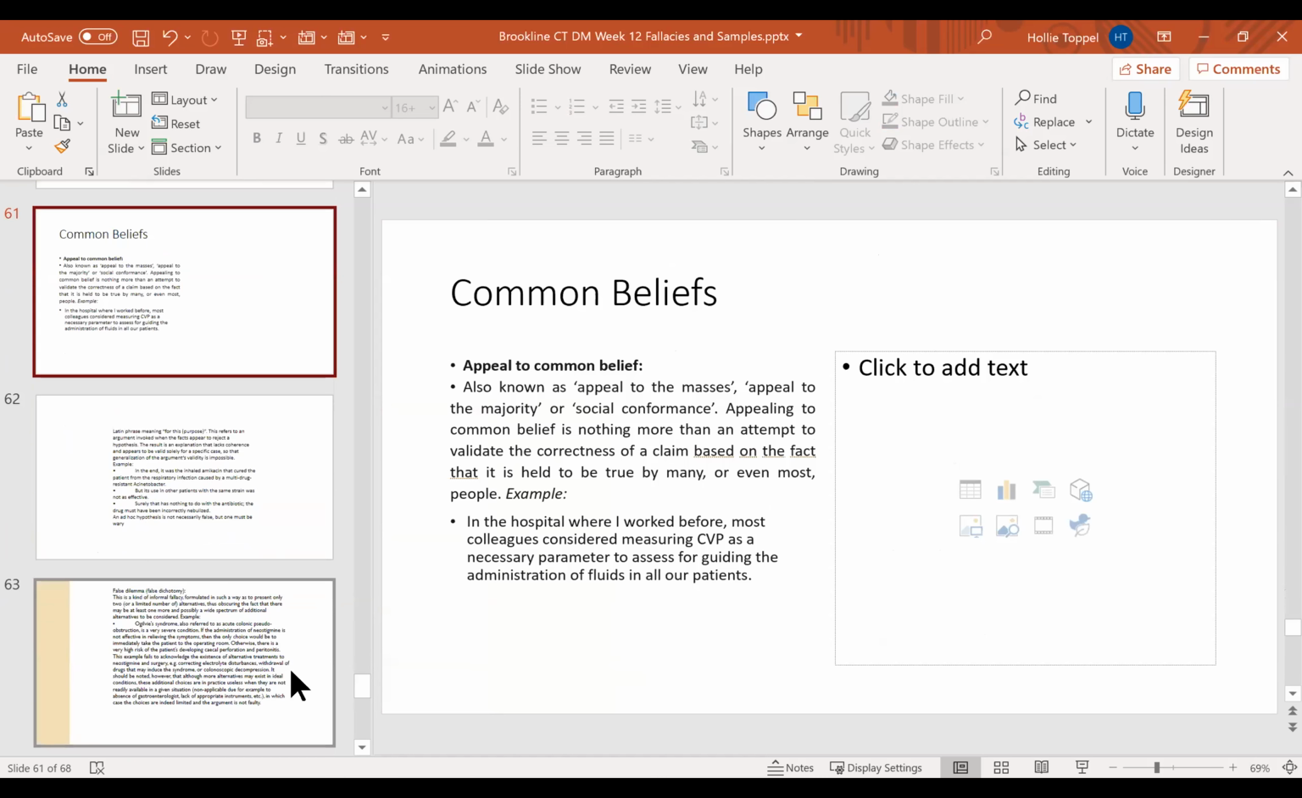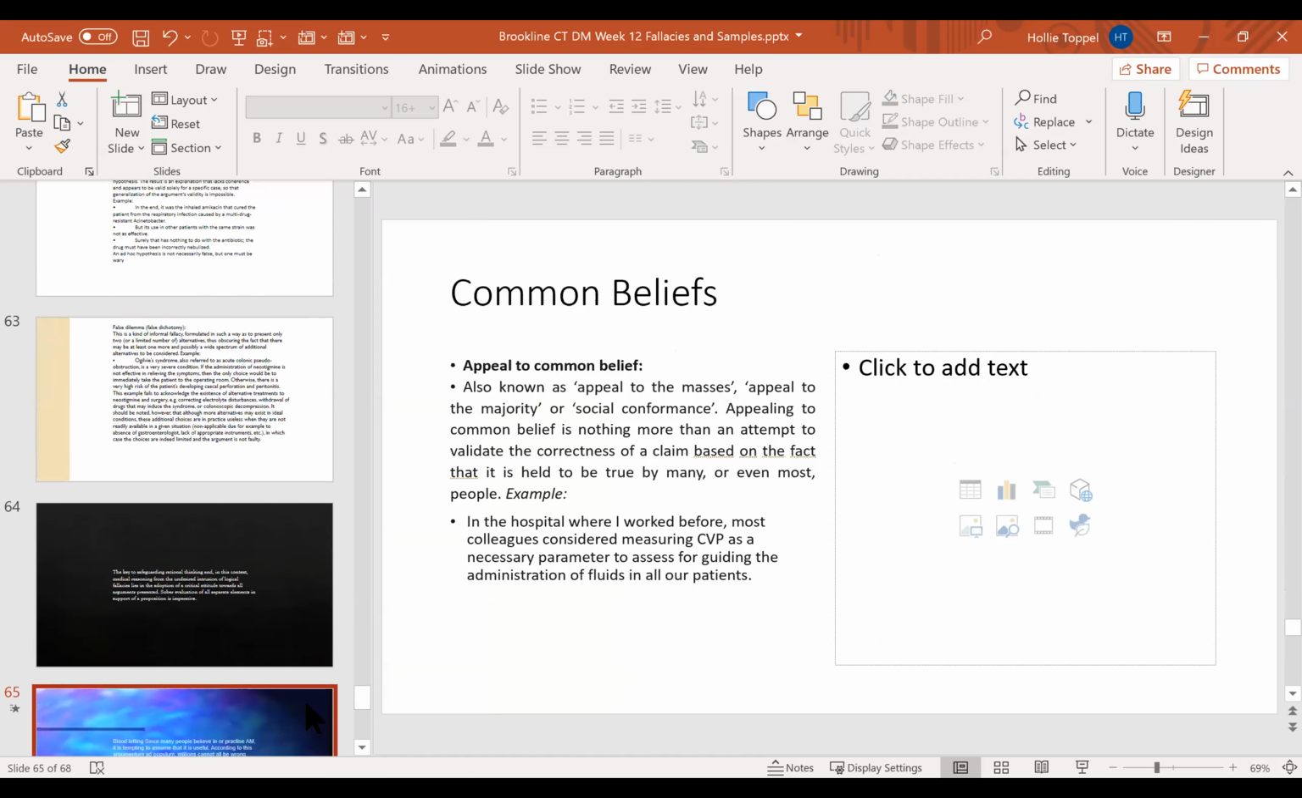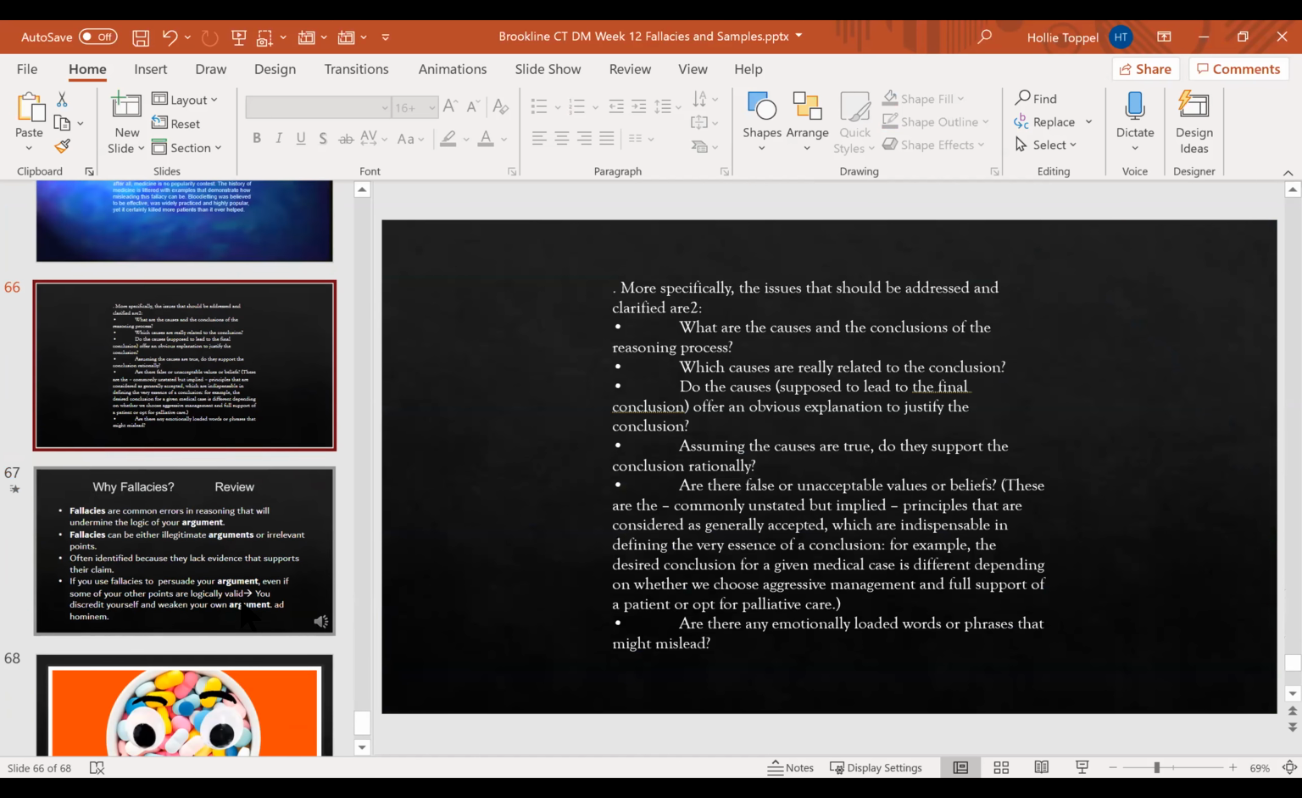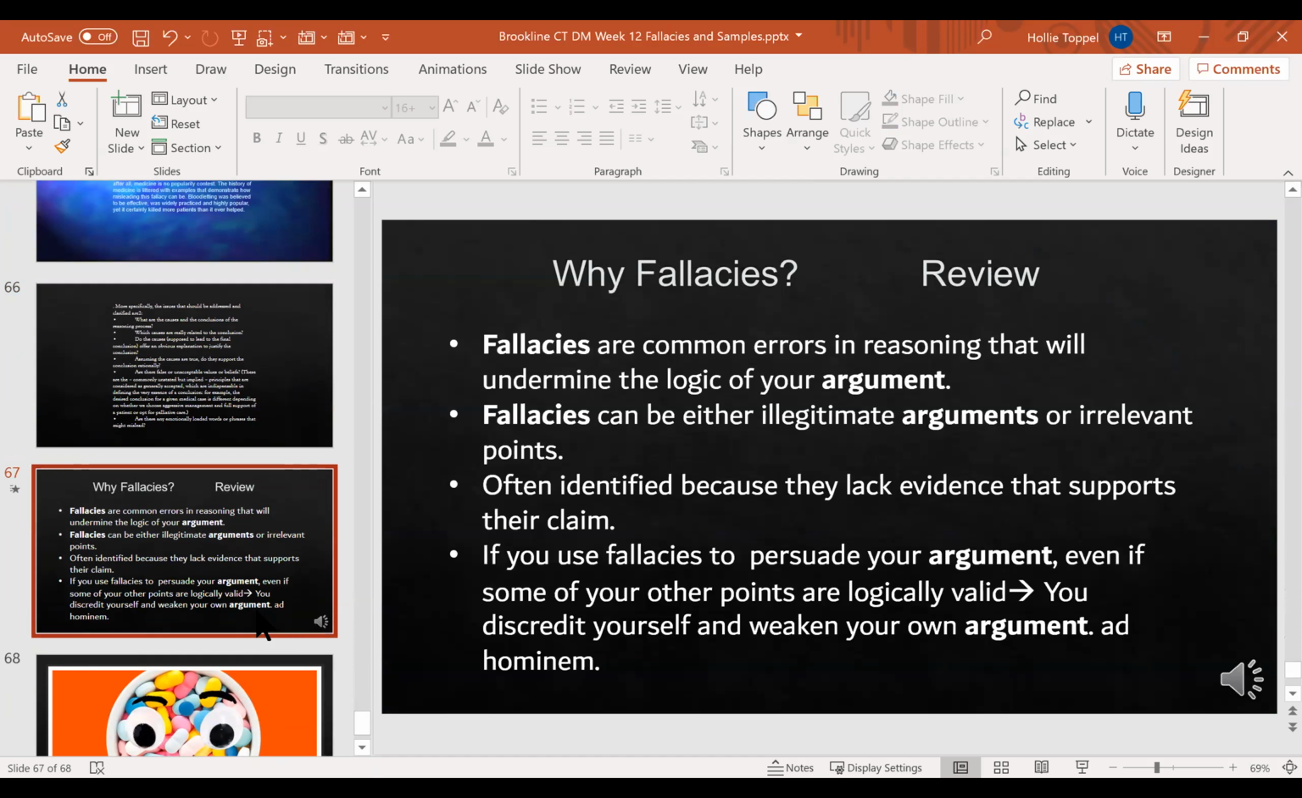Also appearing to common beliefs. So I'm getting through here. Why do we study fallacies? Fallacies are common errors in reasoning that undermine the logic of your arguments. Why do you need to know it?